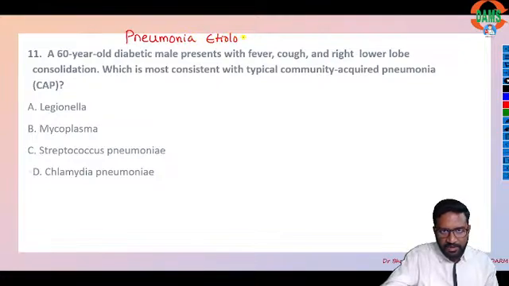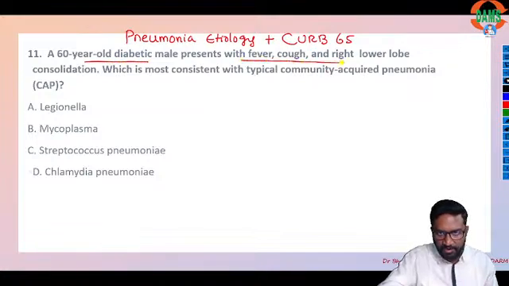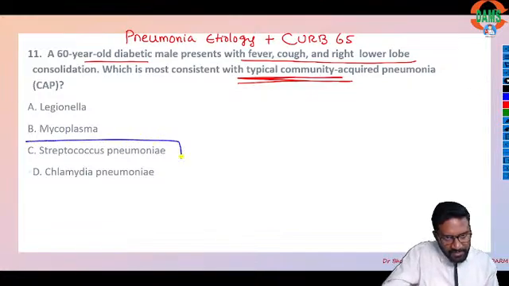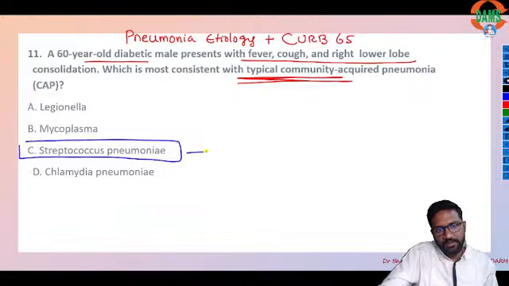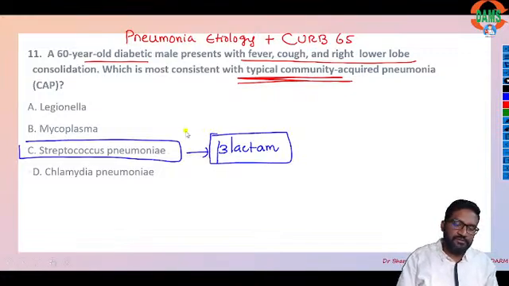and they'll also ask you severity by CURB-65. Now this is a simpler question. A 60-year-old diabetic, fever, cough, right lower lobe consolidation, looking like a typical community acquired pneumonia. Elderly, diabetic, what is the organism? Your answer should be Streptococcus pneumoniae. And the main treatment is beta-lactam, if it is for Streptococcus.